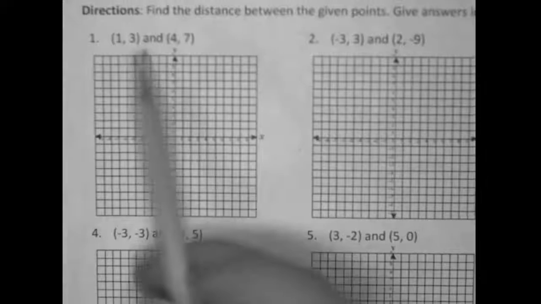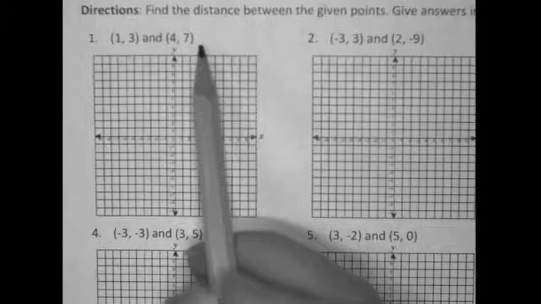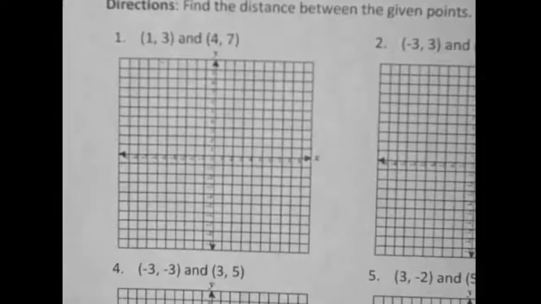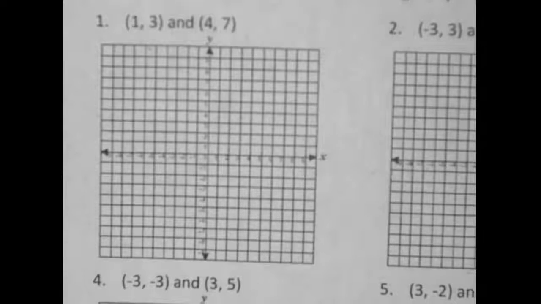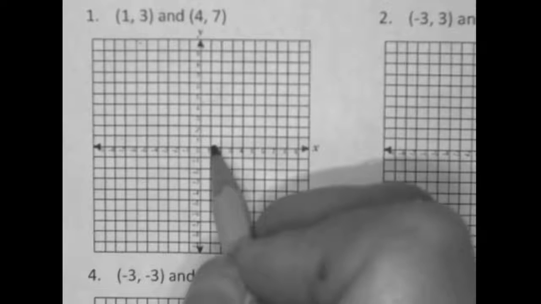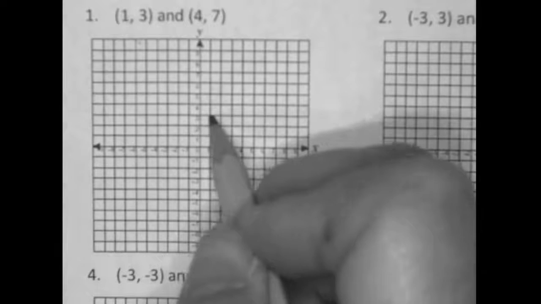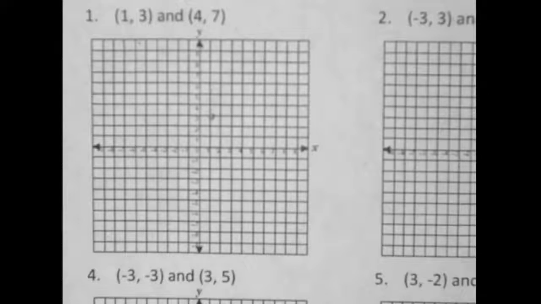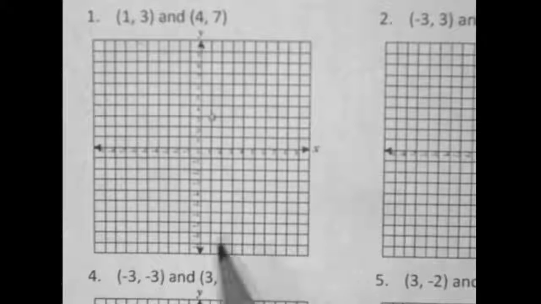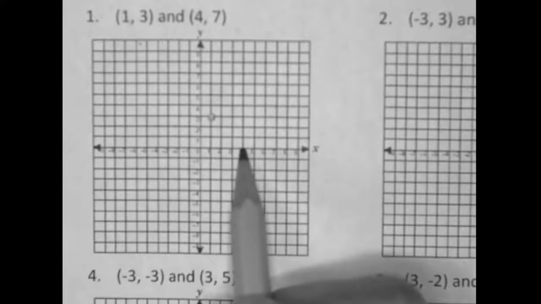Okay, so what we're going to do is plot these points, right? So we have 1, 3, and 4, 7. I'm going to zoom in on this one because I can. I'm going to go to 1, x is 1, and y is 3, and I'm going to put my point there. Then I'm going to go to 4, 7. So I'm going to go to 4 and then 7.